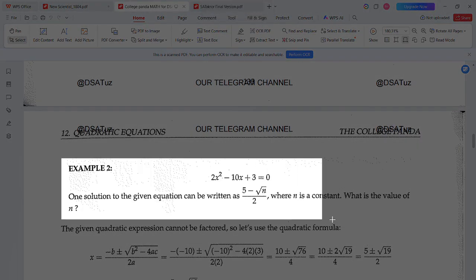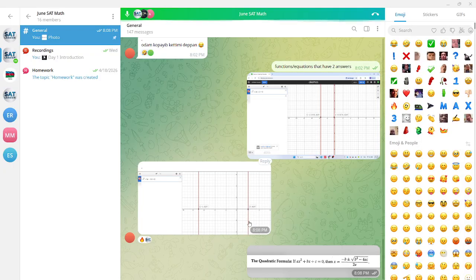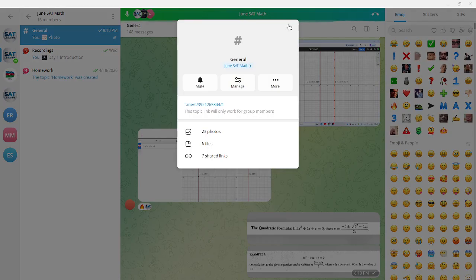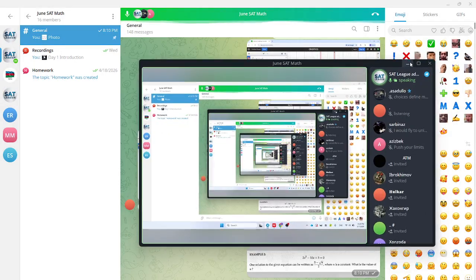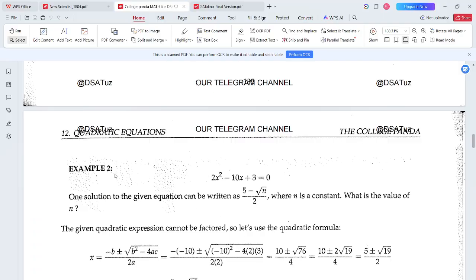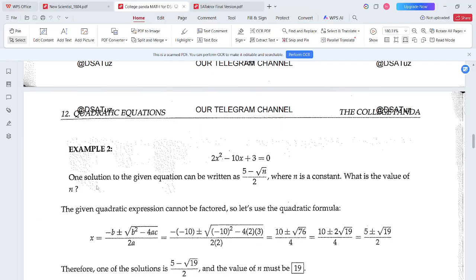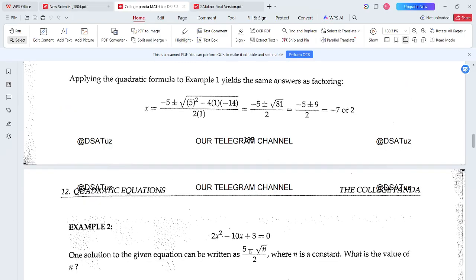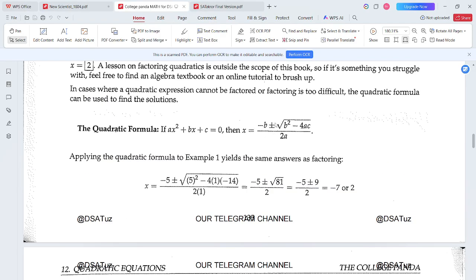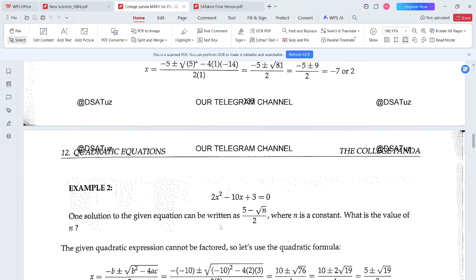Now, let's look at some other examples of what type of questions we might get related to this topic. These are the easier ones that we are looking at first. For example, here we can read: one solution to the given equation can be written like this, where n is a constant. What is the value of n? So we have solutions, and one of them can be written in this form, and we have to find the value of n. This is very similar to what we had here. If you use the negative sign and this thing comes down to n, we can get something similar to that.